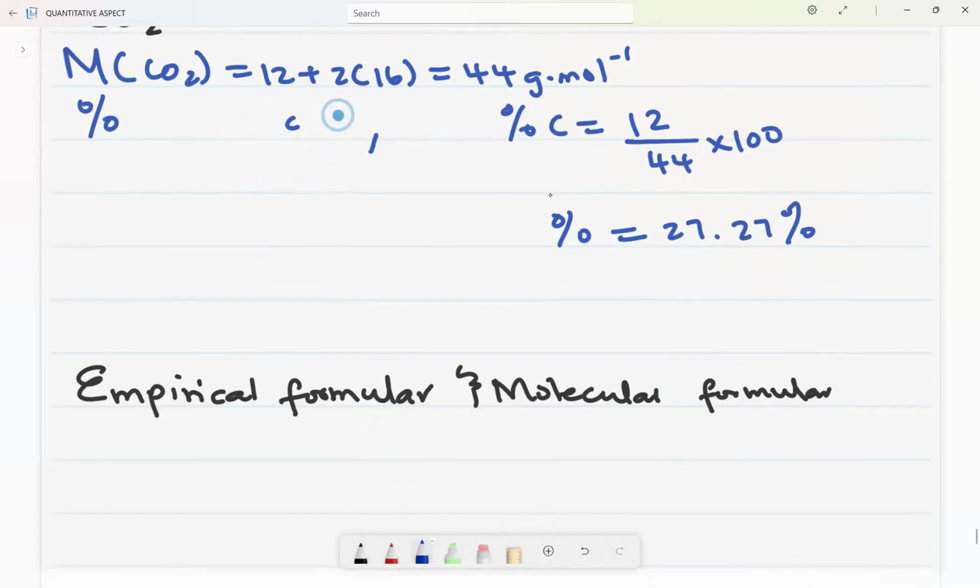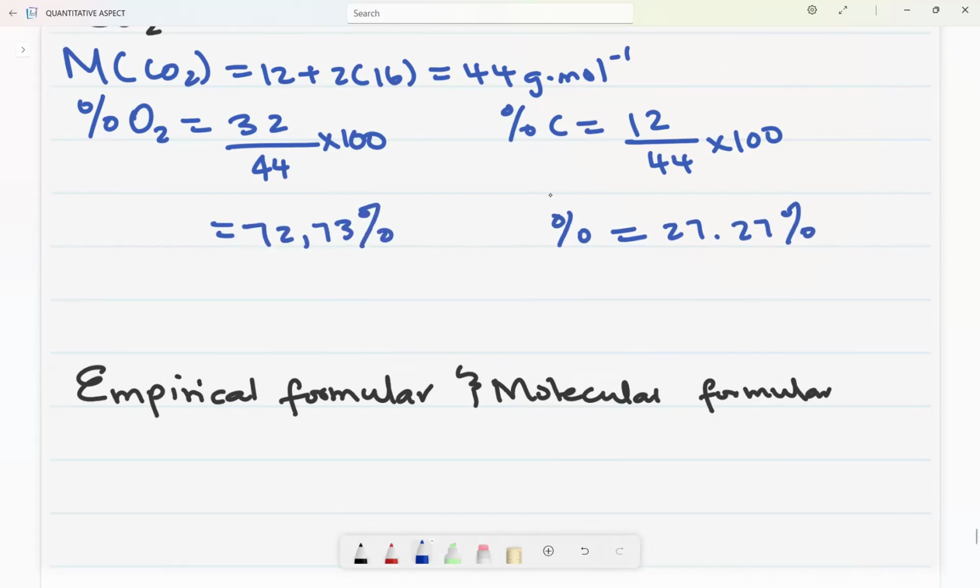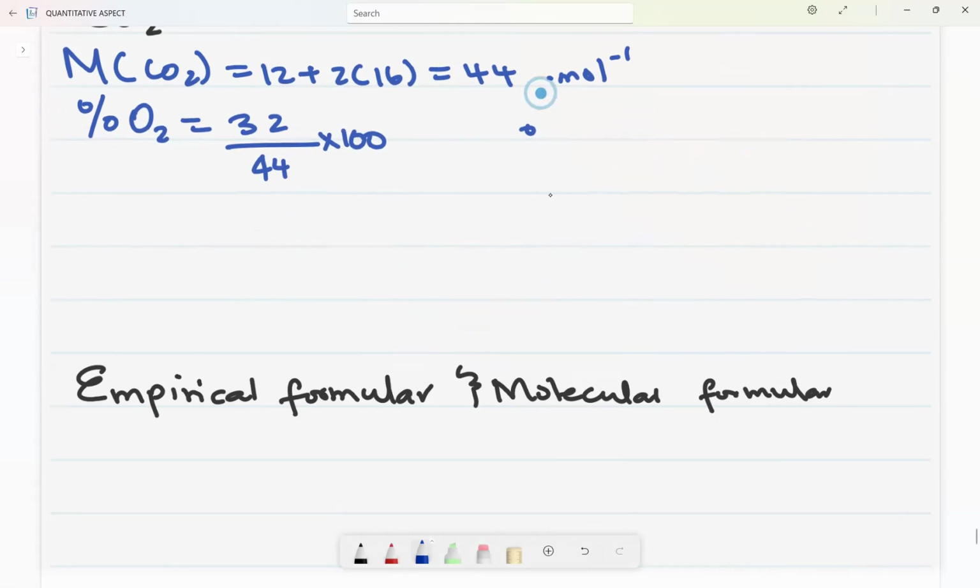Then if I were to check for oxygen, using the same thing, can you see oxygen there? Oxygen comes with 32 of the total, which is 44. And then I multiply that by 100. It gives me something like 0.72, so 72.73%. When I add these two, they should give me 100%.